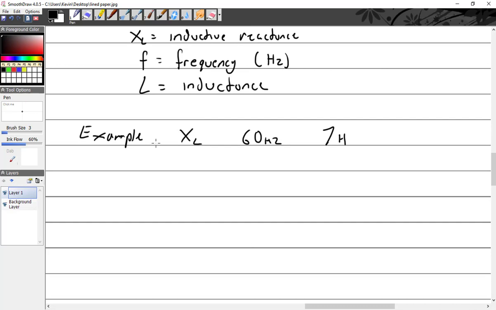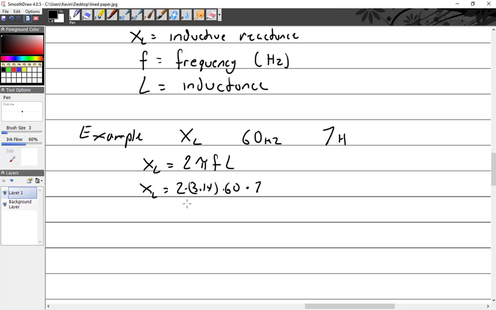All right, so remember X of L equals 2 pi f L. So X of L equals 2 times pi. Pi is 3.14. We'll just do 3.14 times the frequency, which is 60, times the Henries, which is 7. Now, because it's all simple multiplication, we go from left to right.